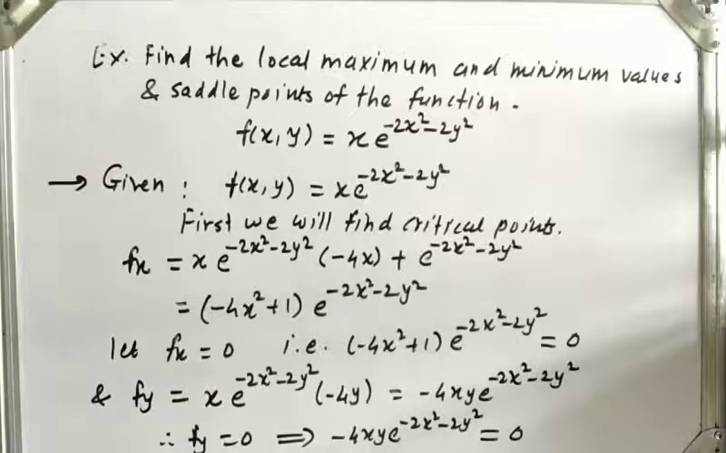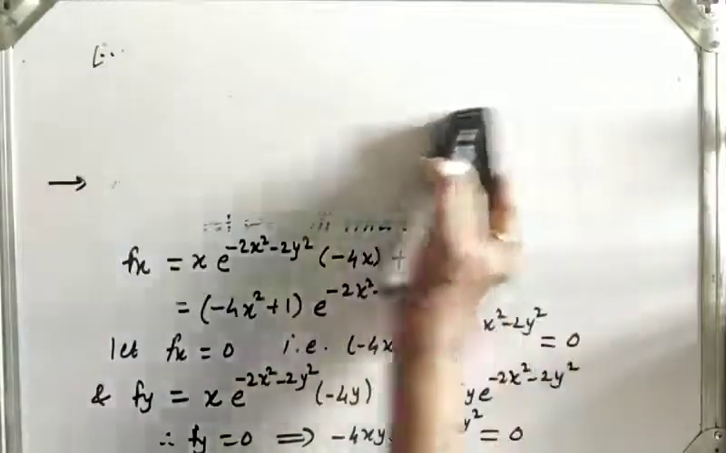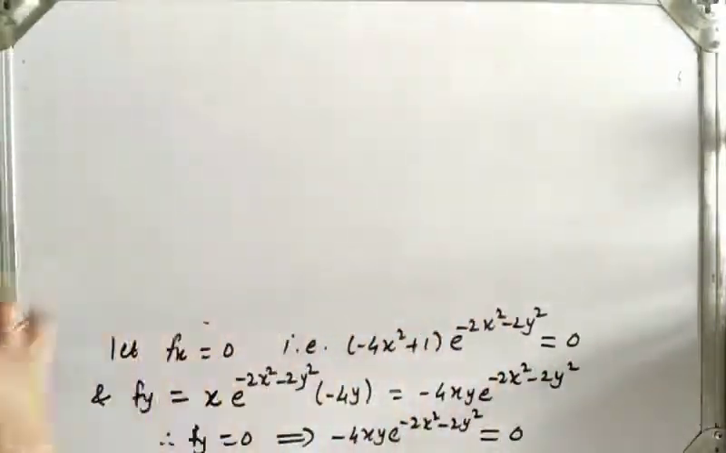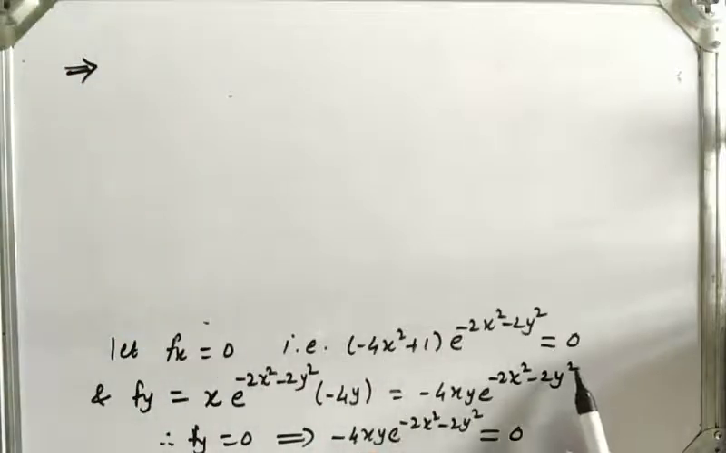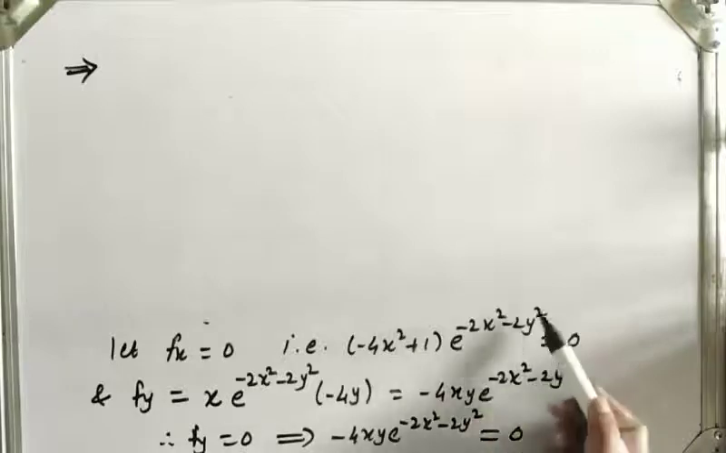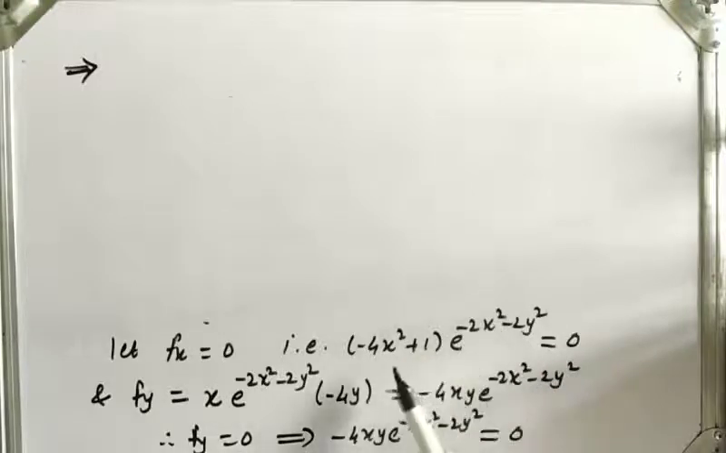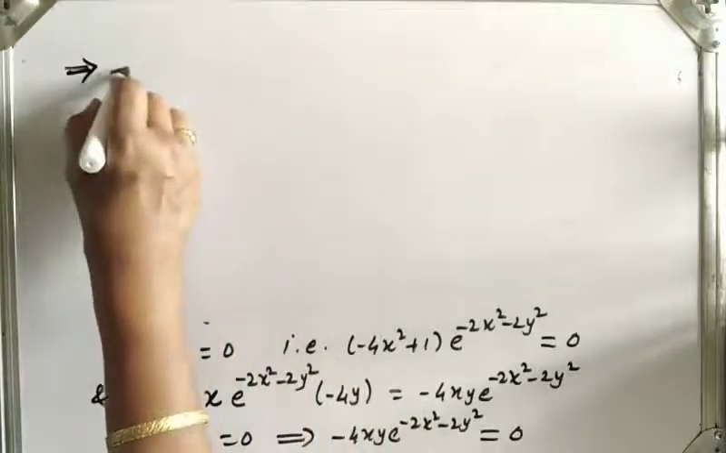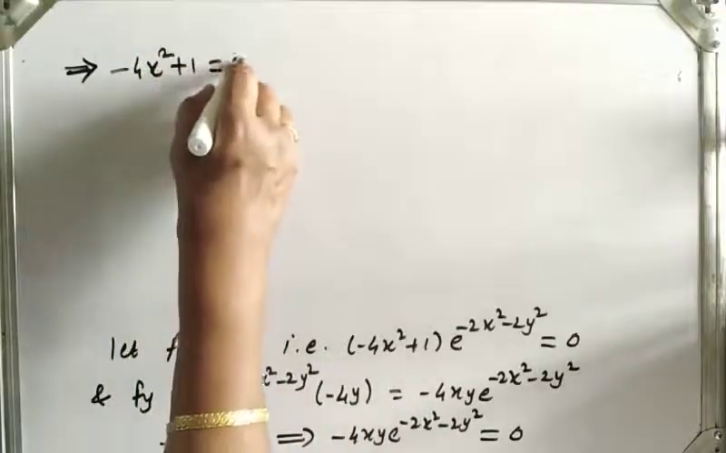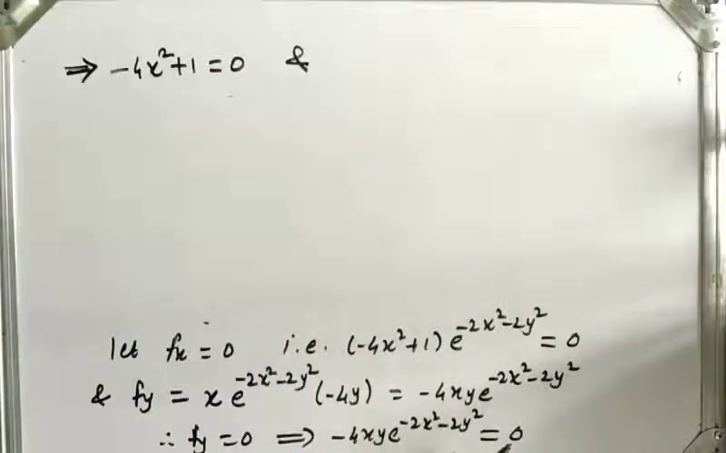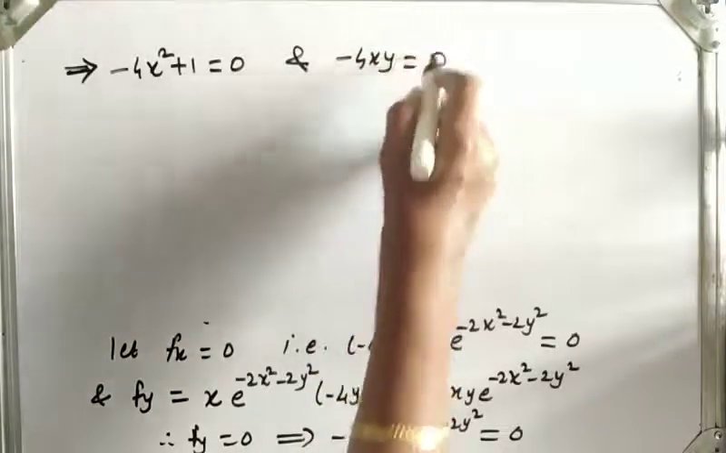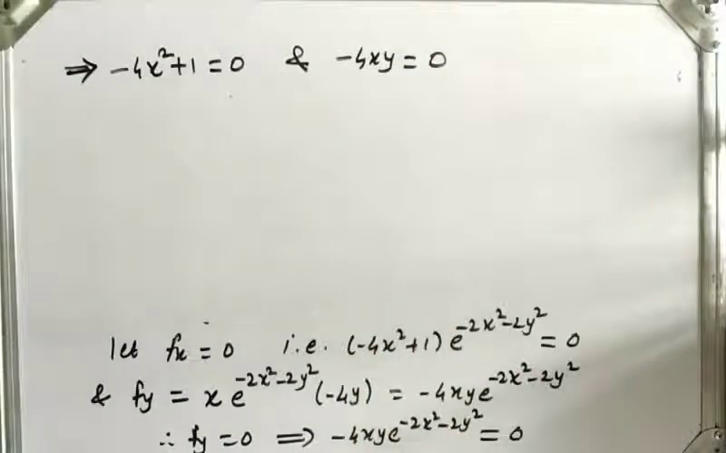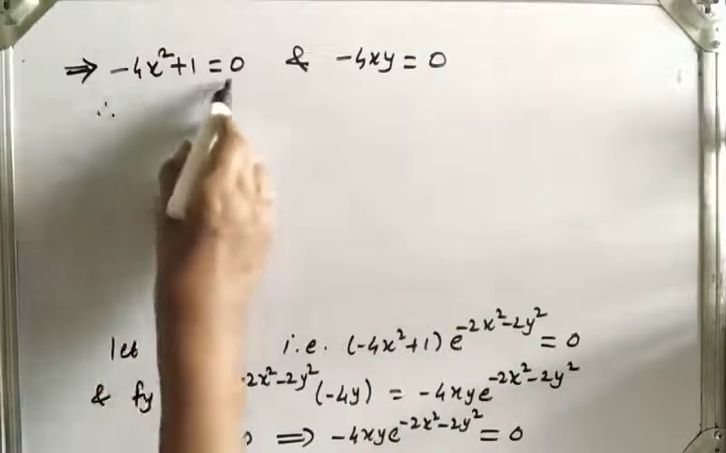Now from this, fx is equal to 0 and fy is equal to 0. fx is equal to 0 means this value is equal to 0, but we know that e raised to minus 2x square minus 2y square cannot be 0. So definitely which value must be 0? Minus 4x square plus 1 is equal to 0. And for fy equal to 0, e raised to minus 2x square minus 2y square cannot be 0, so minus 4xy is equal to 0.